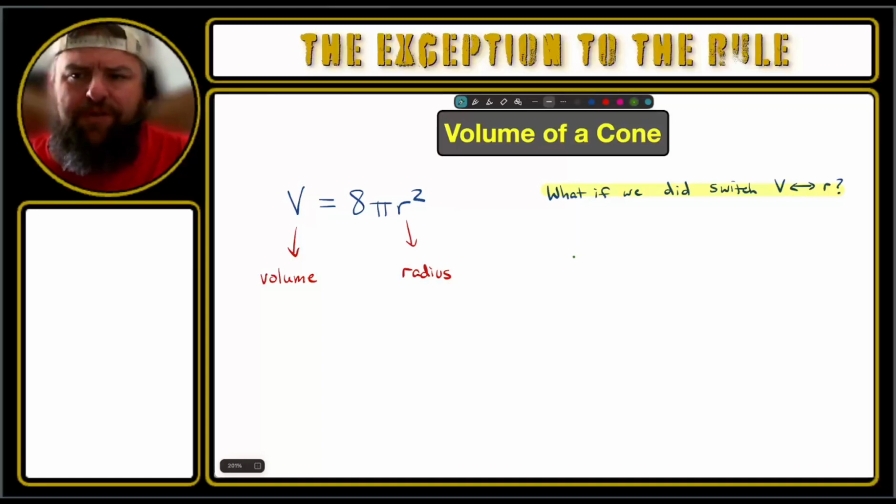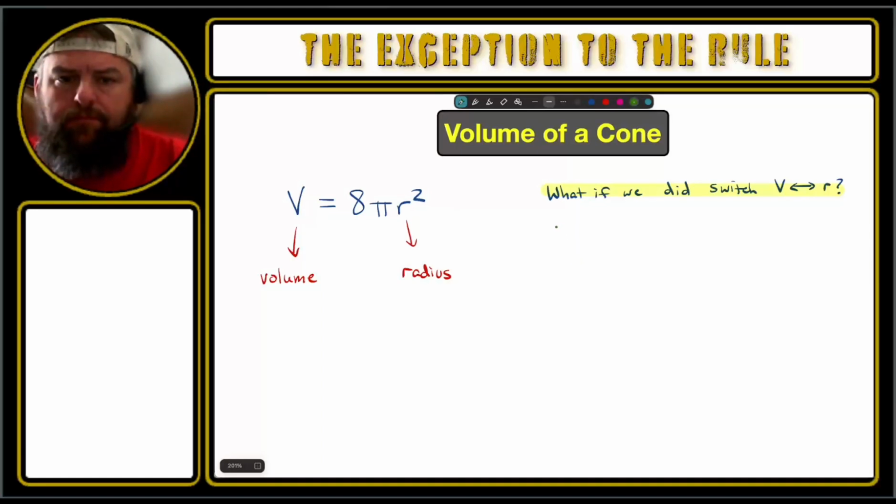What if we did switch v for r? It would look something like this. r equals 8 pi times v squared. Then we take r divided by 8 pi, set that equal to v squared. And then finally taking the square root, we get the square root of r over 8 pi is equal to v.